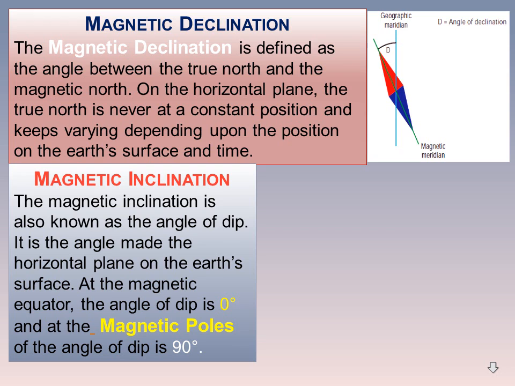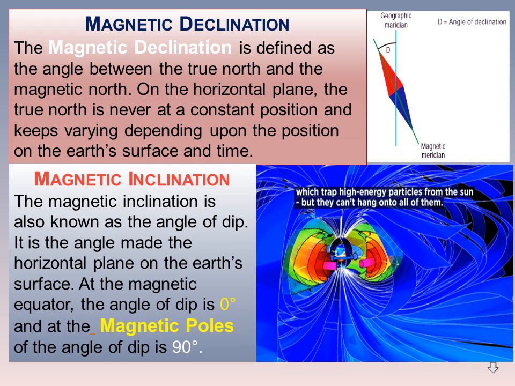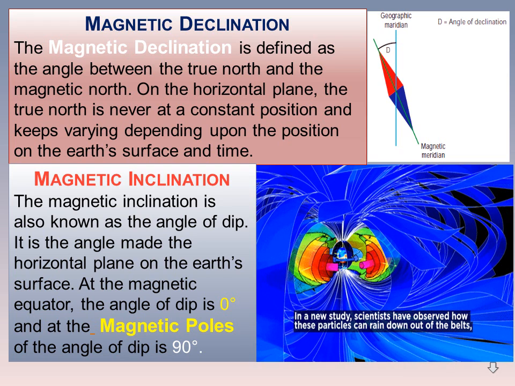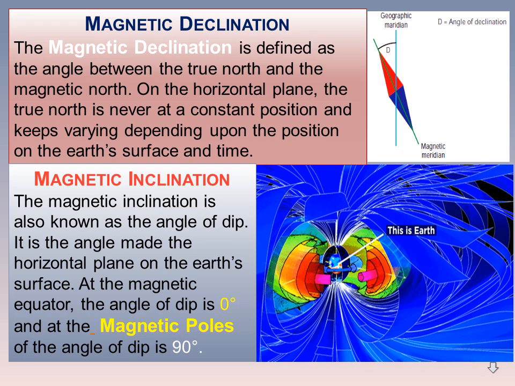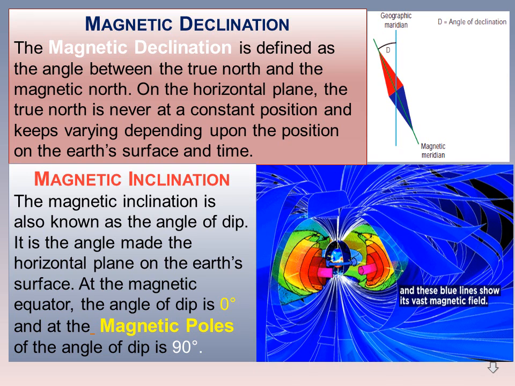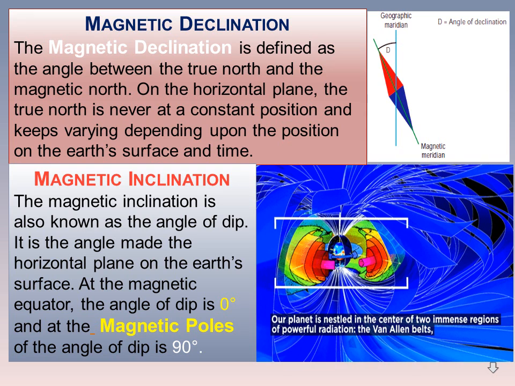Next one, magnetic inclination. See, the magnetic inclination is also known as the angle of dip. It is the angle made between the horizontal plane of the Earth's surface and the magnetic field. At the magnetic equator the angle of dip is 0 degree, and at the magnetic poles the angle of dip is 90 degree.